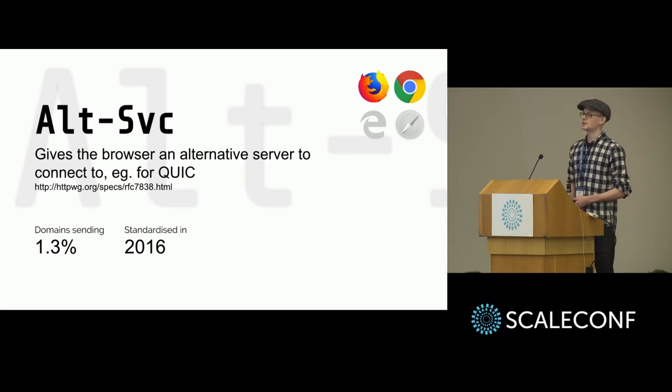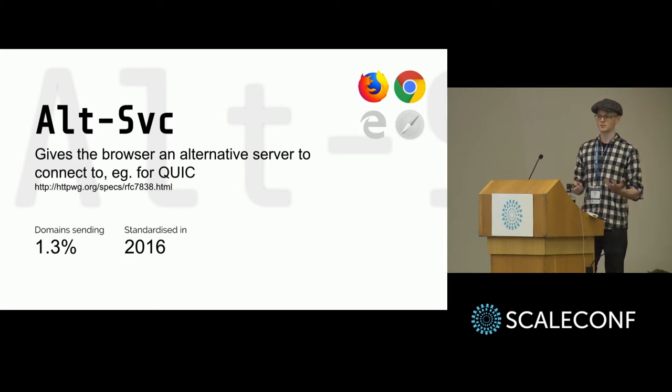Alternative services is a header that allows the browser to connect to an alternative server that might be better than the one that they initially connected to. So this is like a layer beyond DNS. We use DNS to resolve a name to a particular server, and DNS is pretty good at doing things like routing us to a server that's close to us. But alternative services might offer us slightly cleverer ways of routing to better options.